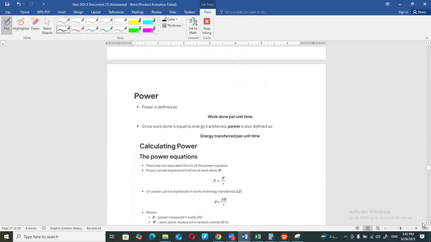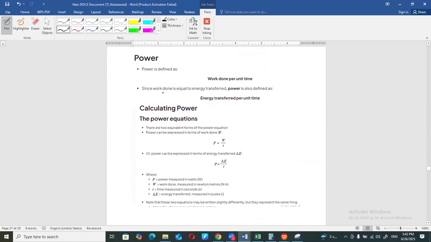After that, we have another very interesting topic, and that is what we call power. We already talked about work done. Power is work done per unit time. So work done divided by time is power, right? Or energy transferred per unit time. The unit should be joules per second, but the SI unit is watts, right? So this is what power means altogether.